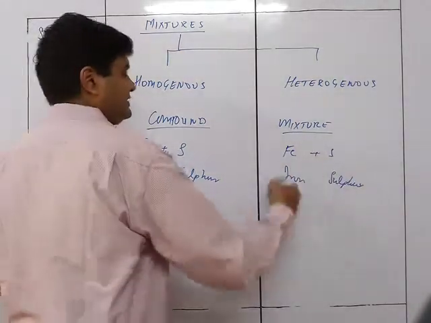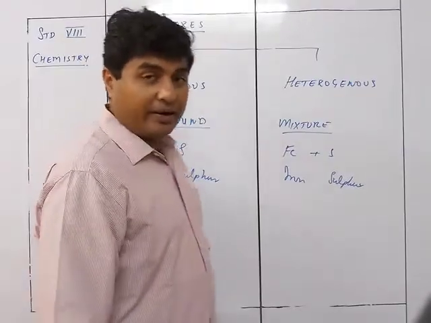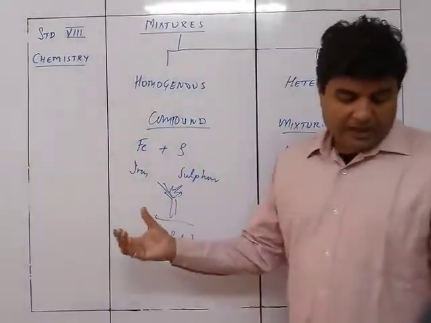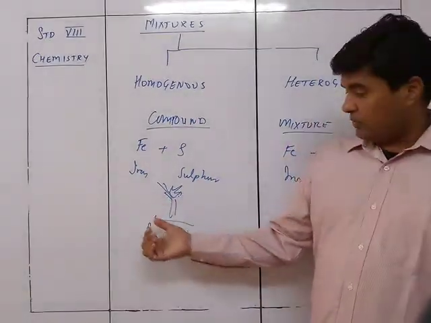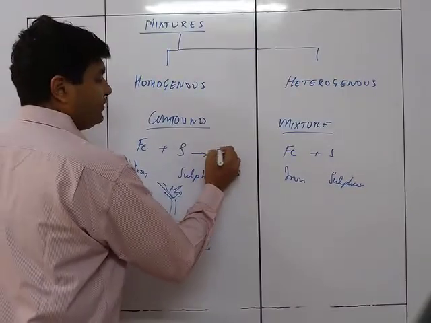Where here they just mixed it together. So now let's see what exactly is going to happen. First thing is, composition wise, the components present are in fixed ratio. Fe plus S will give you FeS.